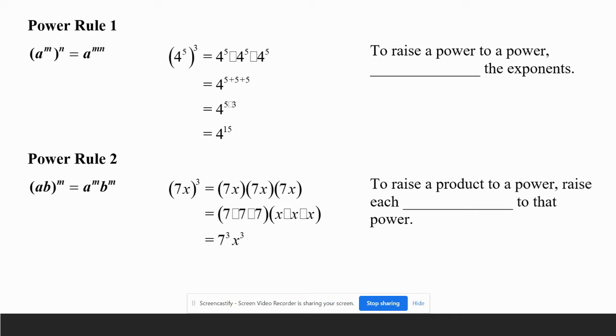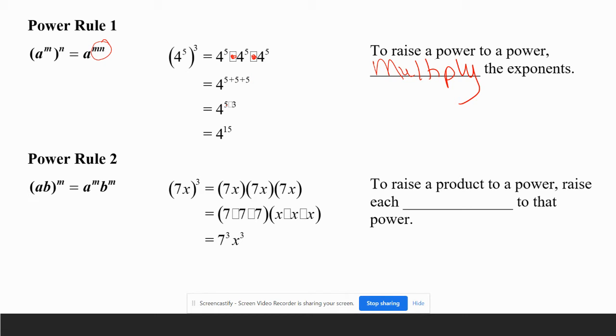Power rule. So if I have something that has an exponent to another exponent, I can find the answer by doing the two exponents next to each other. So raising a power to a power, we multiply the exponents. 4 to the fifth to the third. Well, that means we have 4 to the fifth 3 times. 4 to the fifth times 4 to the fifth times 4 to the fifth. Well, from the product rule we just learned, that would be 5 plus 5 plus 5.